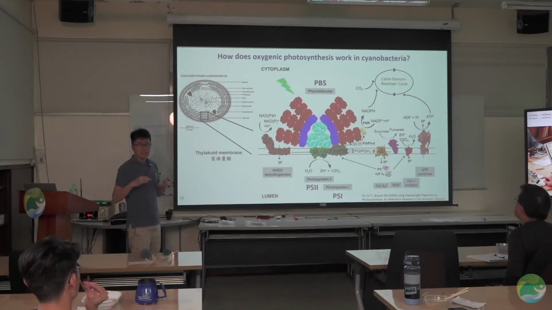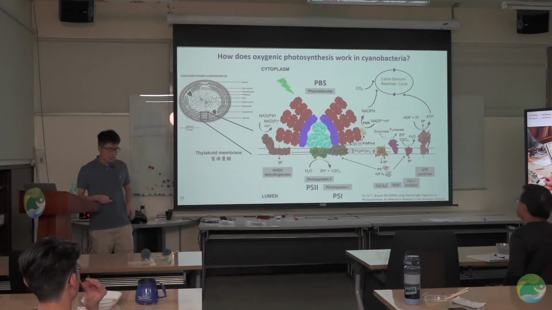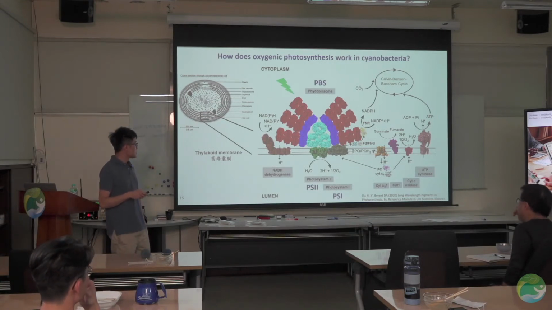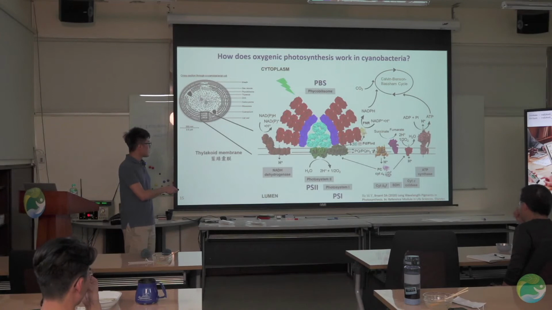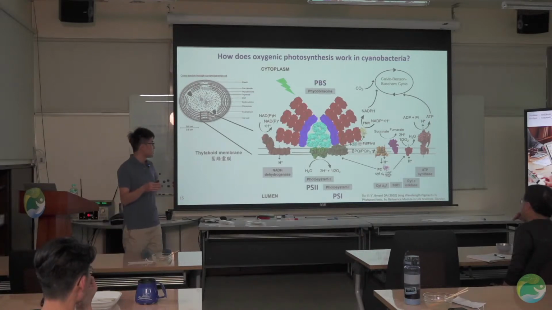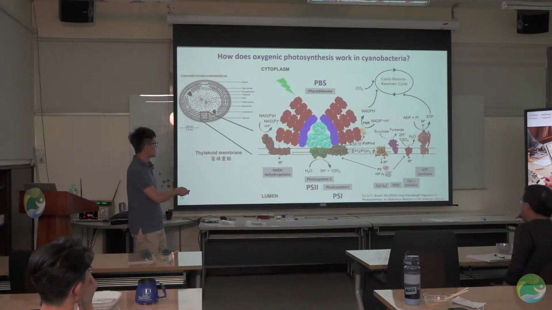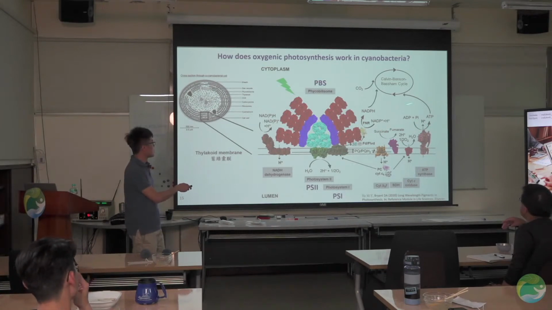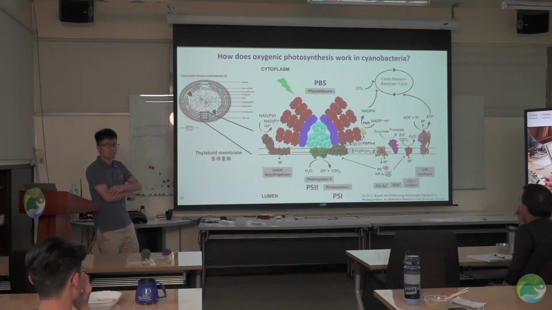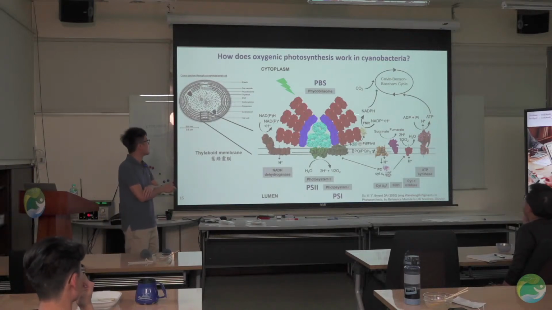They harvest light energy and use the light energy to make the electrons jump from the ground state to the excited state, following the electron transport chain, and finally used to produce NADPH and then ATP. That can be used for the carbon fixation cycle, the Calvin-Benson cycle.